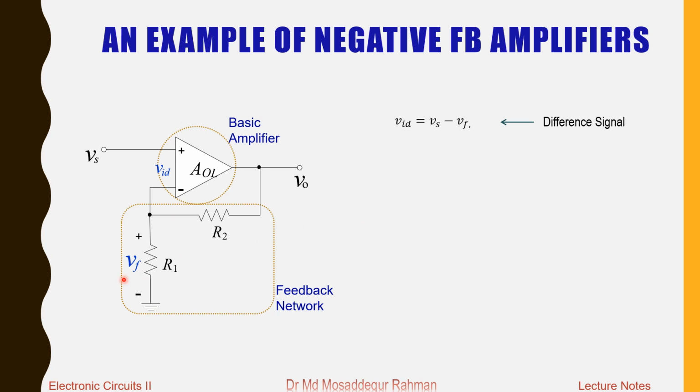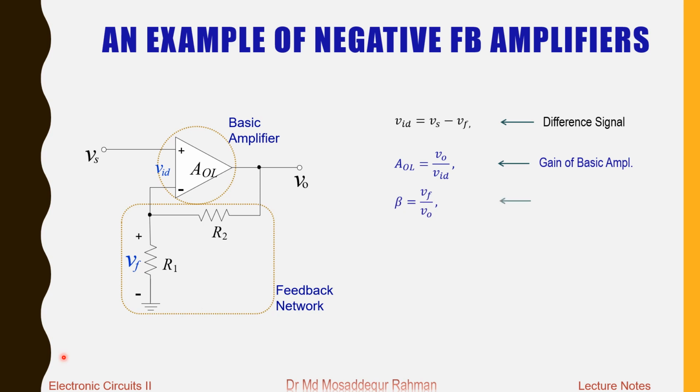So now what are the other features of this op-amp based negative feedback amplifier? The open loop gain is our gain of the basic amplifier, and that we define as V0 by VID. VID is the difference signal. So that is our gain of the basic amplifier.